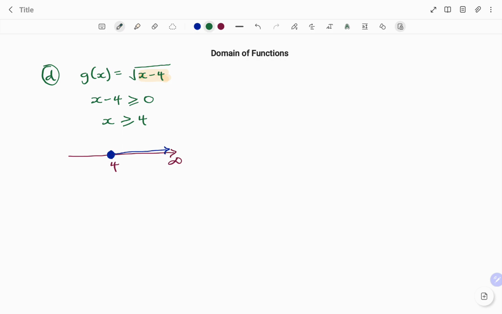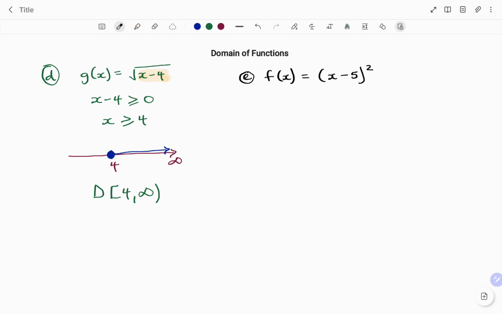The domain will be my d. I'm going to write that properly. I have my d, and because I'm including 4, I'm going to have a square bracket. That's from 4 to infinity, close bracket.